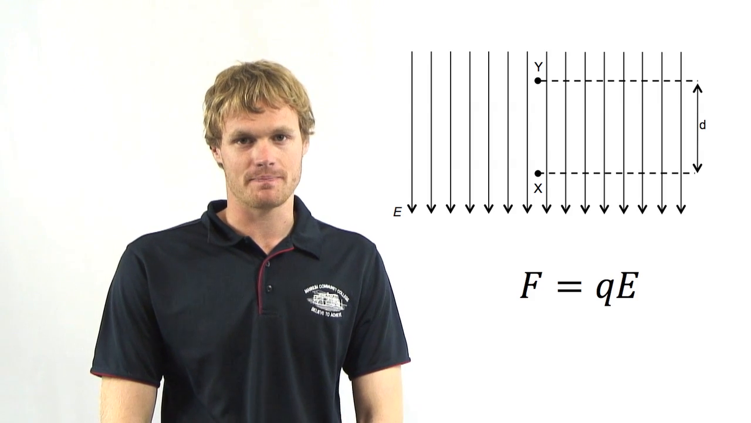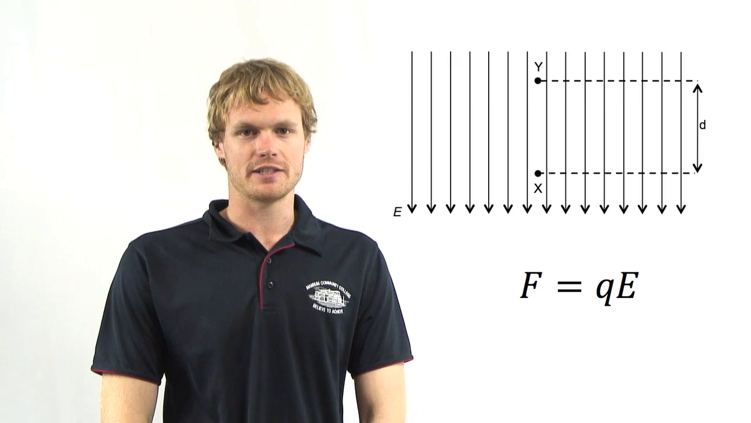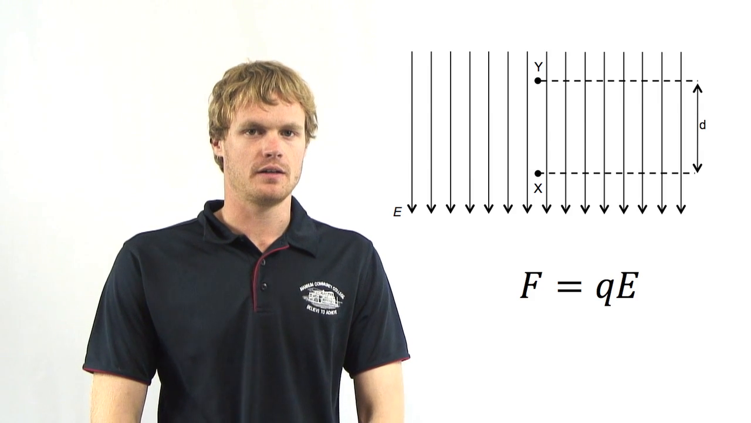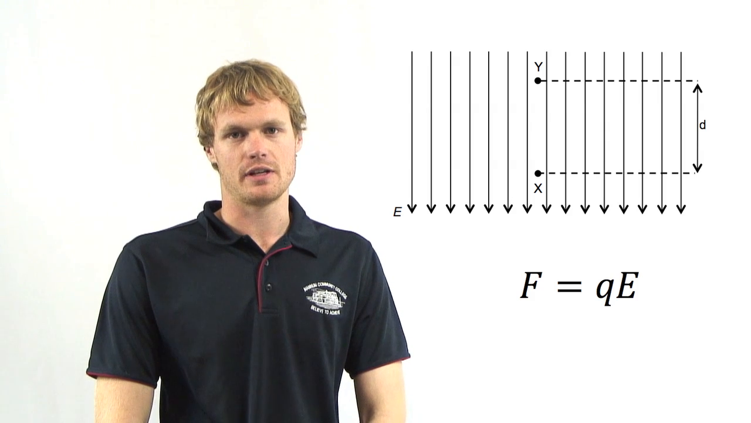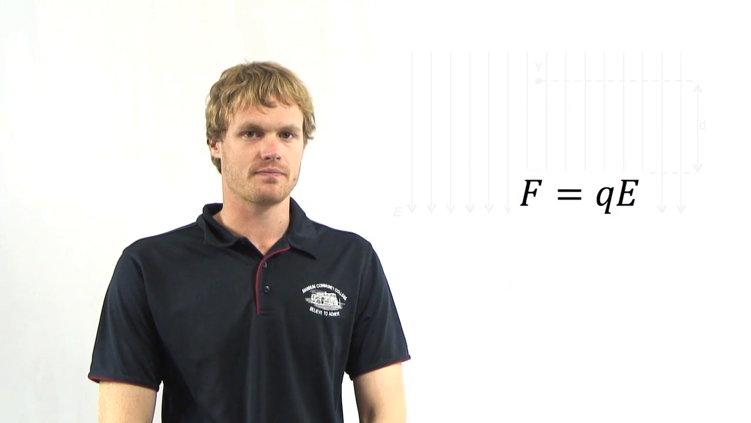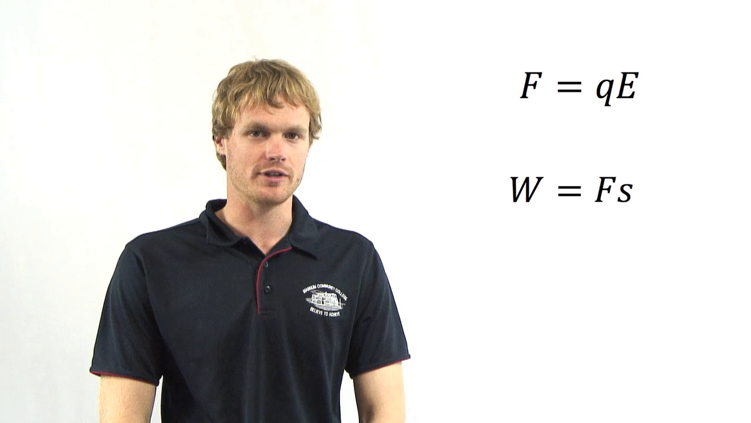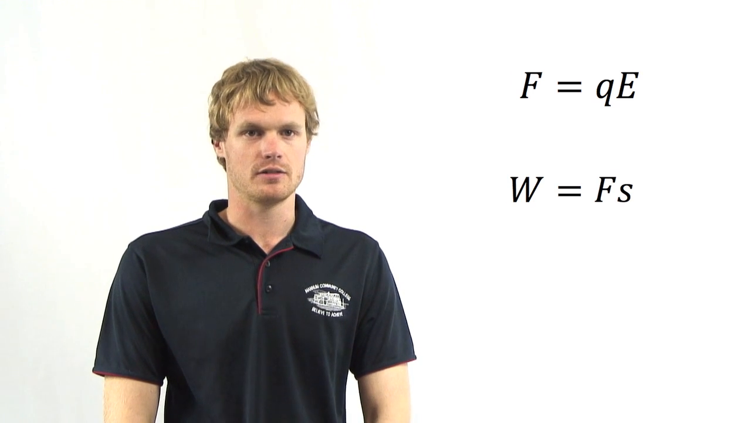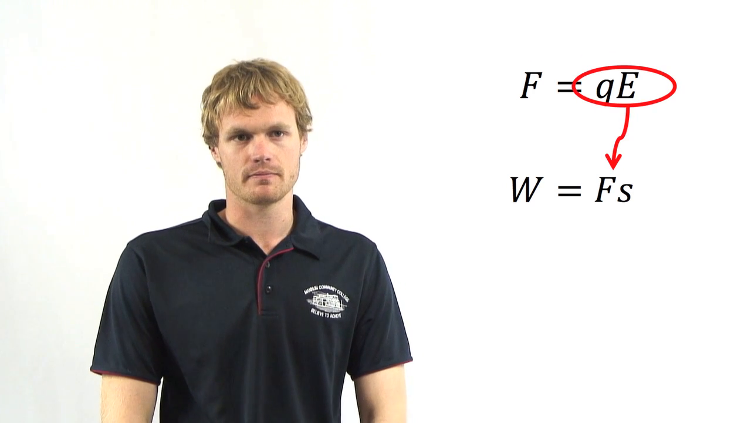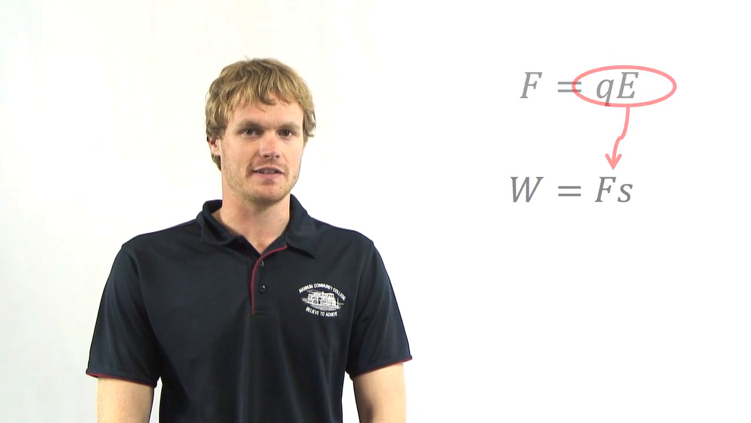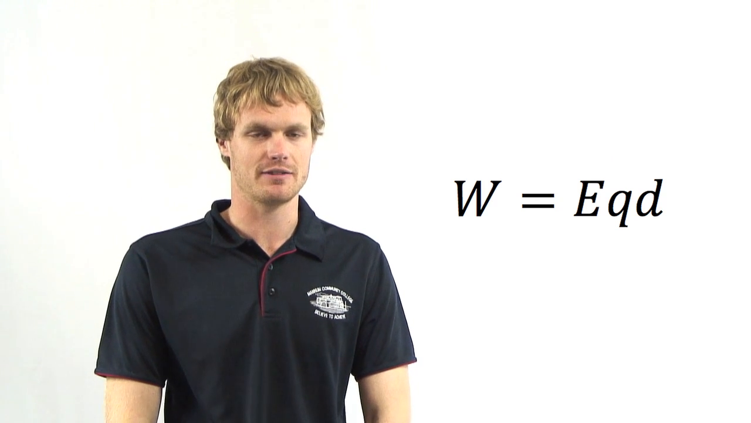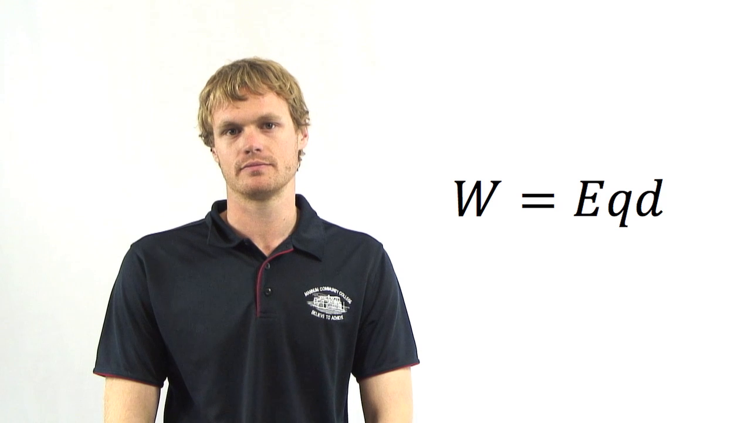So now we know what the force would be. If I consider the work done by a positive test charge moving from point X to point Y, where the potential difference is delta V between X and Y, and the distance is d, the work done is given by the formula W is equal to Fs, or work is equal to force times distance. So the work done is going to be equal to the force on our particle, which is QE, times the distance, which is d. So W is equal to QEd.